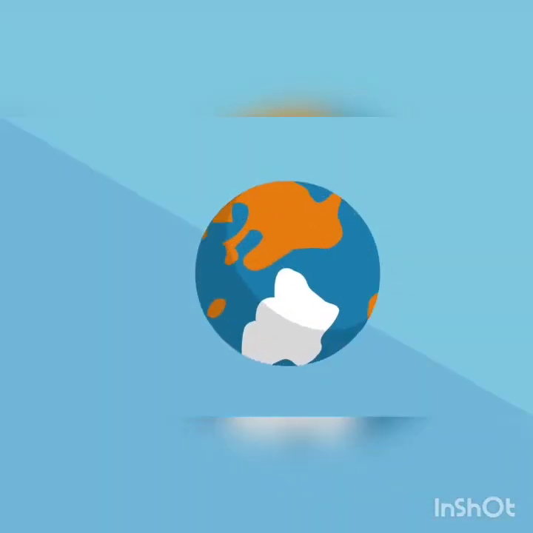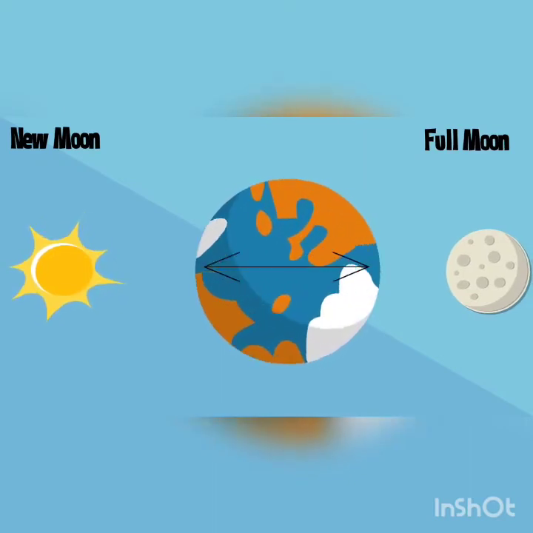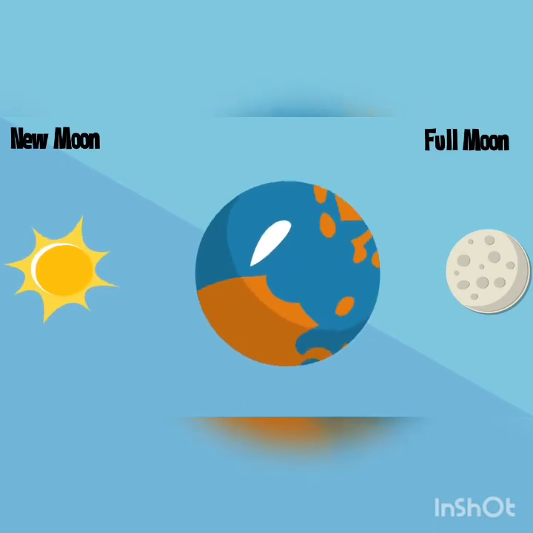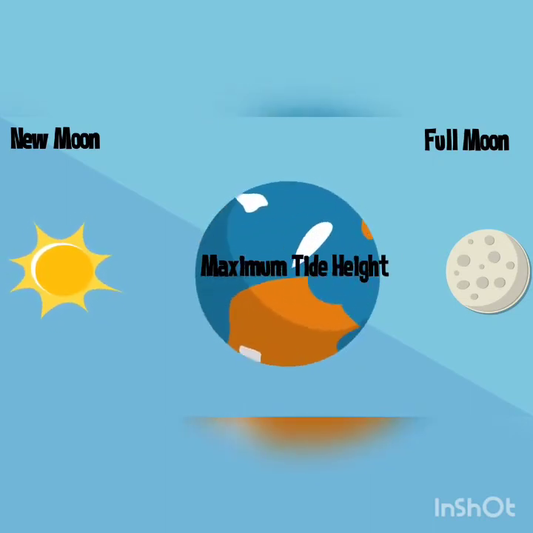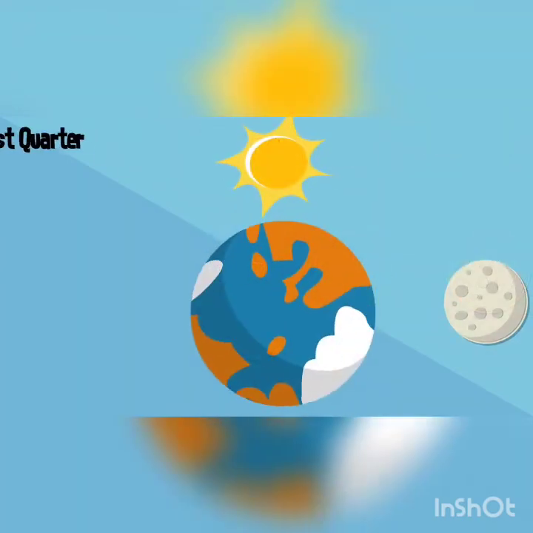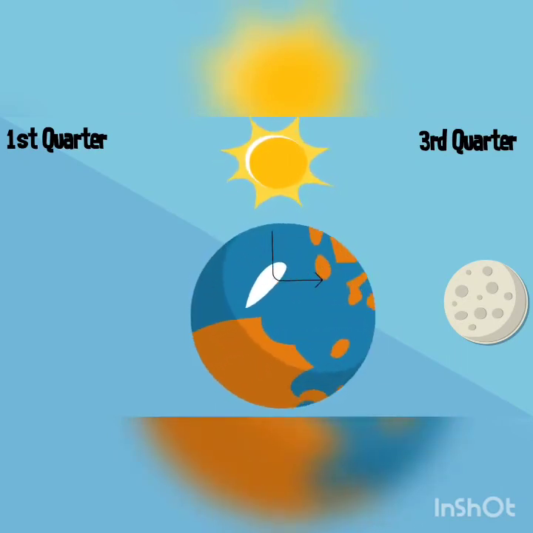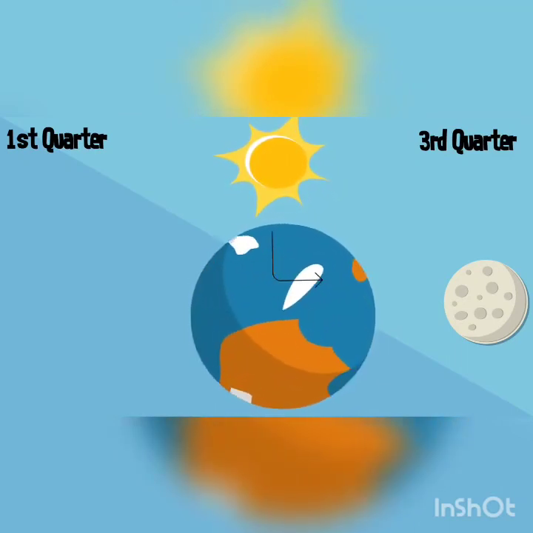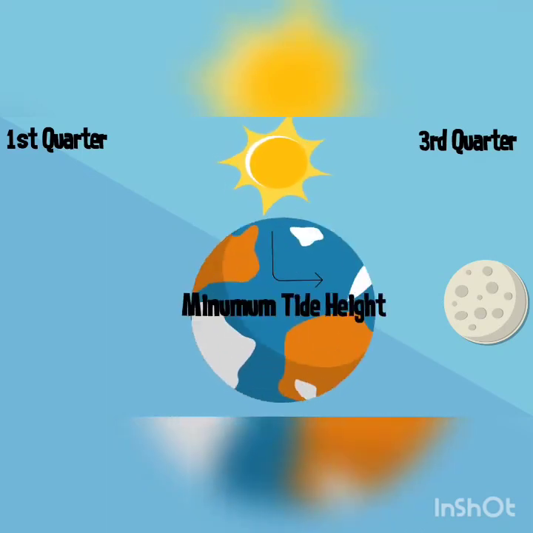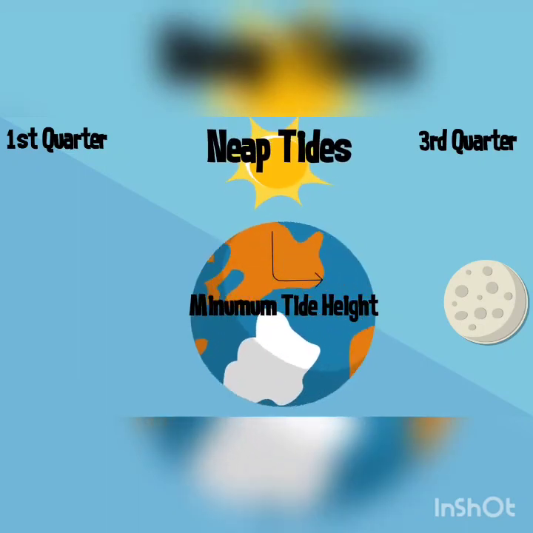Approximately twice a month, around new moon and full moon, when the sun, moon, and Earth form a line, the tidal force due to this alignment is at its maximum, and the tide's range is also at its maximum. This is called spring tide. When the moon is at first quarter or third quarter, the sun and moon are separated by 90 degrees, and the solar tidal force cancels the moon's tidal force. At these points in the lunar cycle, the tide's range is at its minimum. This is called neap tides.